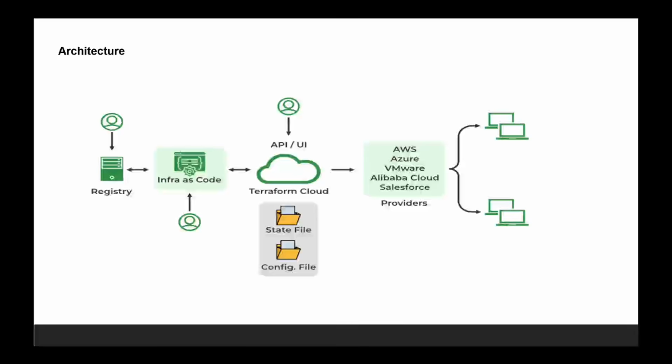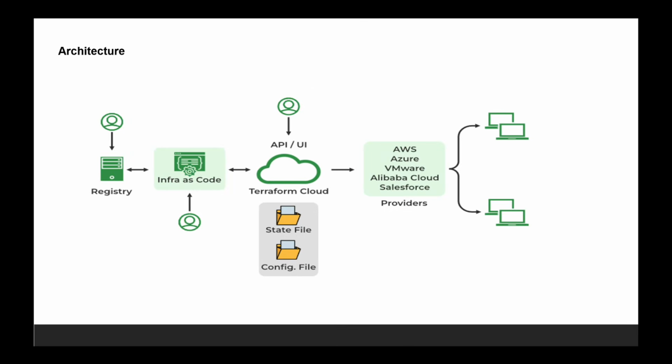Terraform Cloud then communicates with the appropriate Terraform provider. The diagram lists examples such as AWS, Azure, VMware, Alibaba Cloud, and Salesforce. The provider acts as a translator or connector between Terraform and the target platform. Finally, the provider communicates with the target platform APIs and creates, modifies, or deletes the required resources.